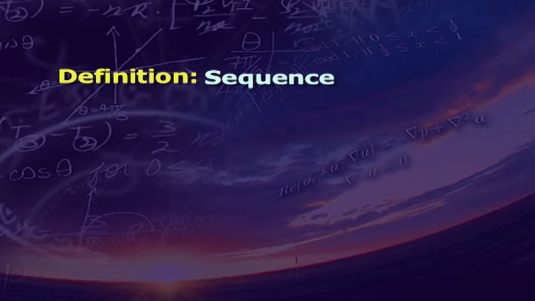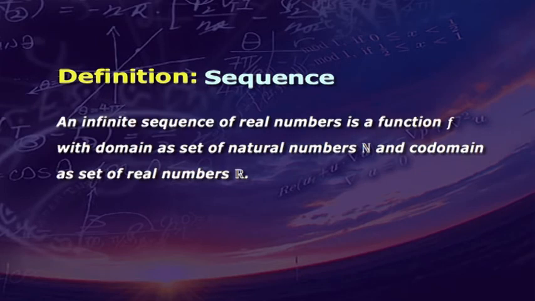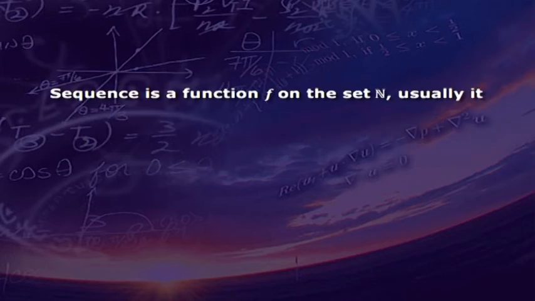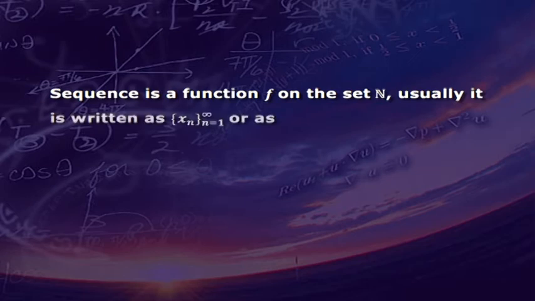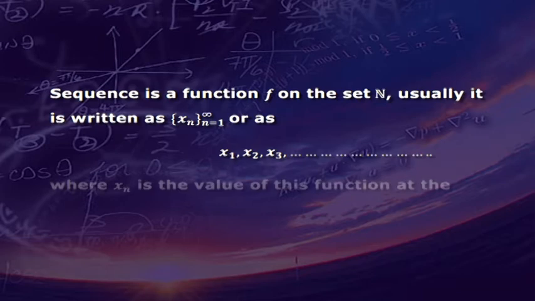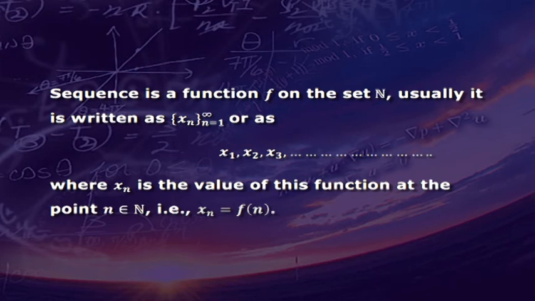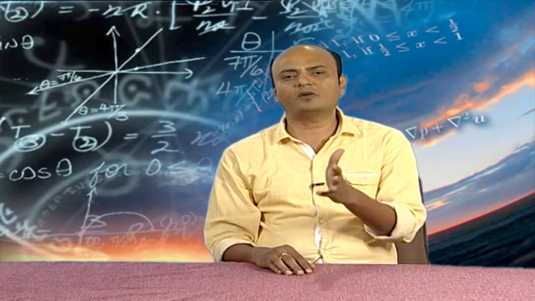Definition: sequence. An infinite sequence of real numbers is a function f with domain as the set of natural numbers N and codomain as the set of real numbers R. Although by definition a sequence is a function f on the set N, it is usually written as x_n, n running from 1 to infinity, or as x_1, x_2, x_3 and so on, where x_n is the value of this function at the point n in the set of naturals, that is, x_n is f(n). Thus, intuitively a sequence is simply a list of numbers.